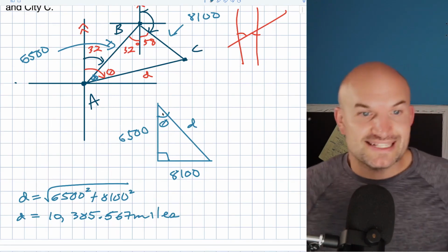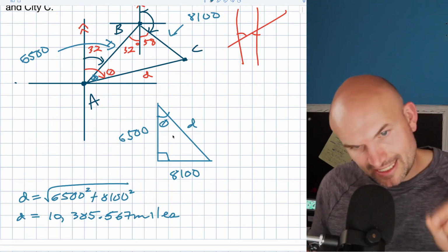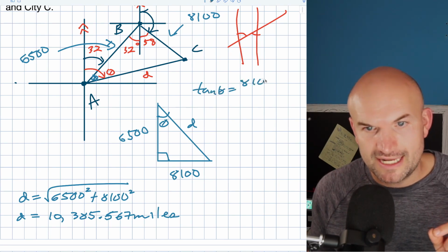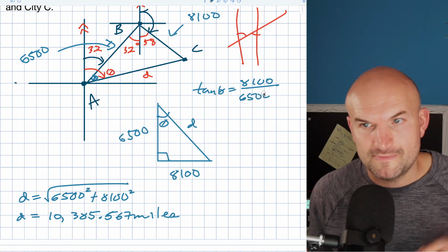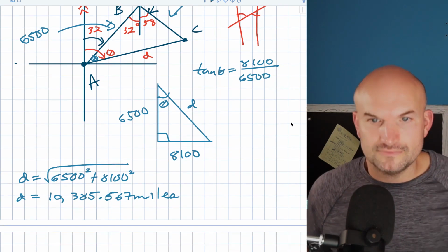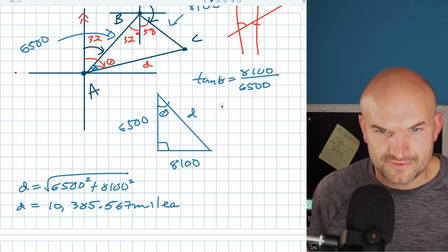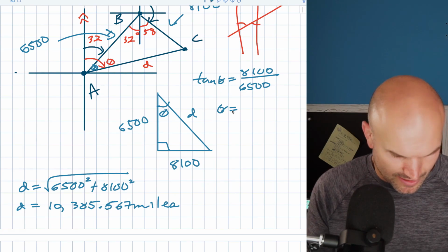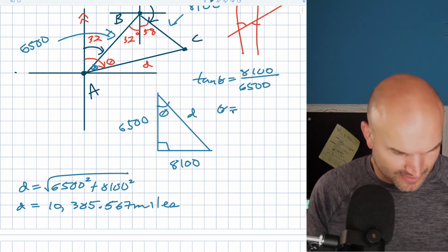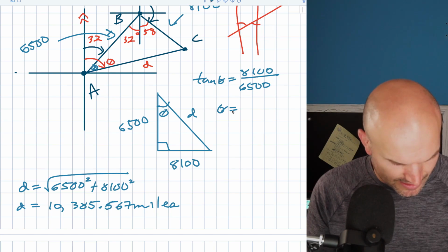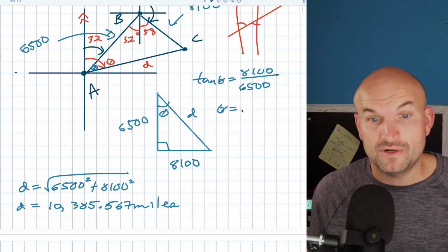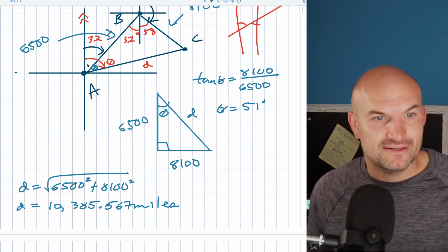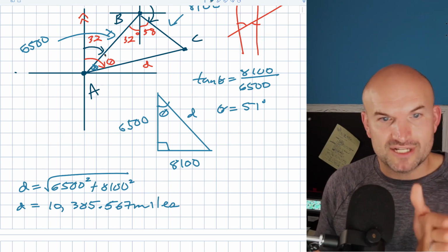Now, to find this angle, I need to look at this and ask what information I have. So tangent of theta is equal to 8,100 all over 6,500. I need to calculate this, so theta is tangent inverse of 8,100 divided by 6,500. Make sure you're in degree mode. And that is going to give me 51 degrees. Now again, guys, that's not my bearing. My bearing is going to be theta plus 32 degrees.